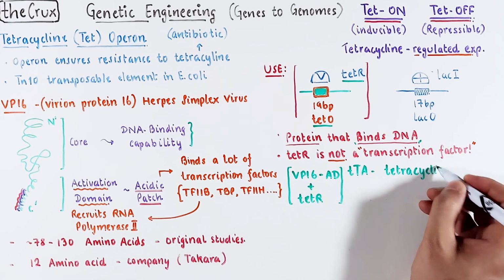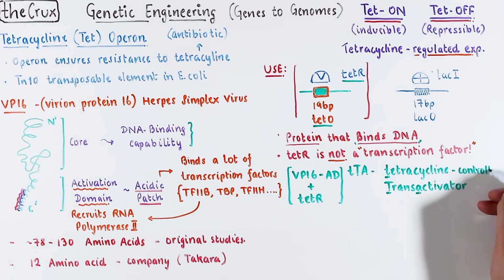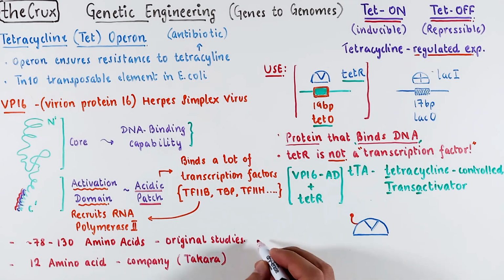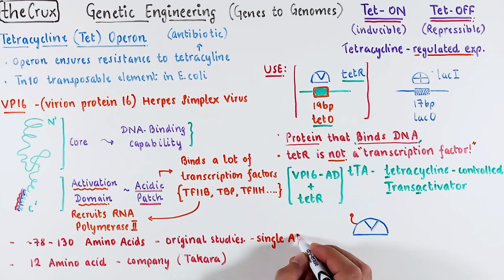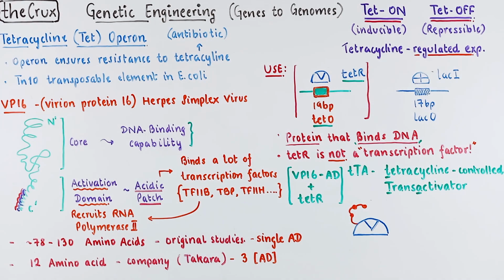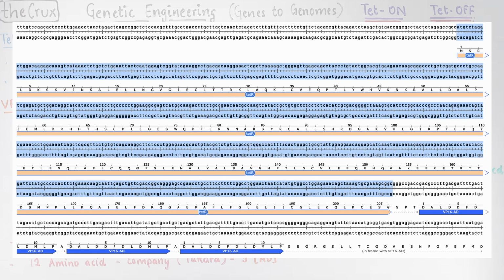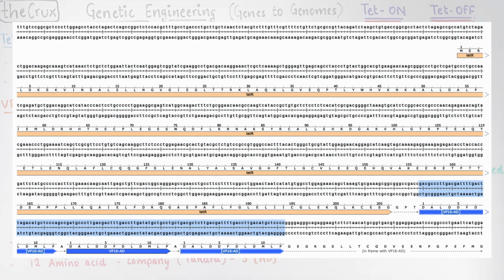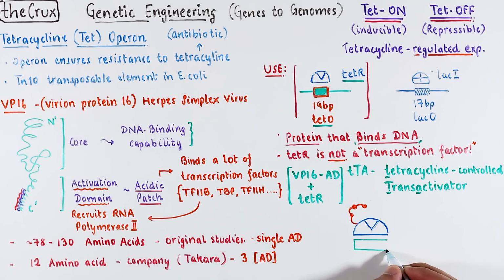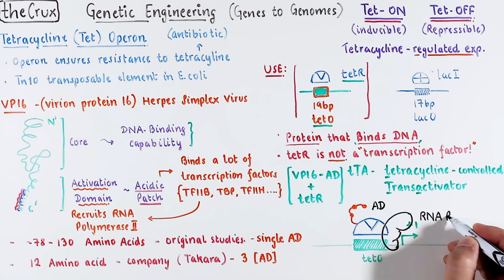This fusion protein is called tTA, which stands for Tetracycline Controlled Transactivator. And here's a cute little picture of it. The original papers added a single activation domain to the repressor, but Takara's version has 3 repeats of this 12 amino acid for a stronger effect. In case you're curious, here's the tTA from Takara with tetR in the front and acidic patch repeated 3 times at the C-terminus. Now, this tTA can bind an operator, and if this operator is placed behind a promoter, the activation domain will recruit RNA polymerase for transcription.